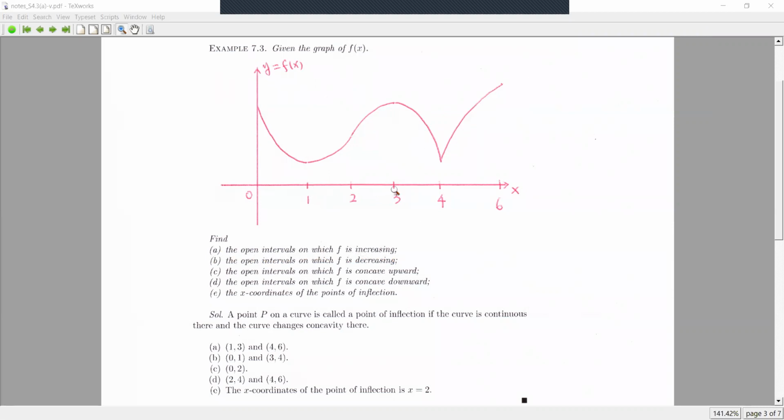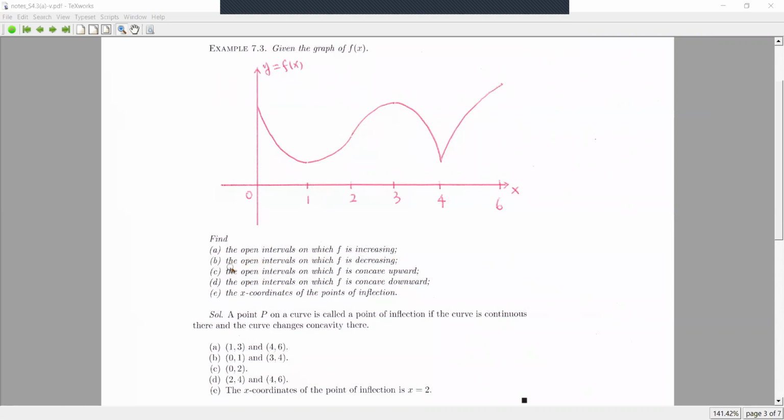From 1 to 3, the curve is increasing. From 4 to 6, the curve is also increasing. So the answer to this question is the open interval 1 to 3 and 4 to 6.